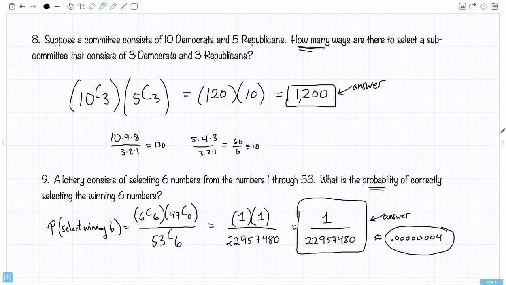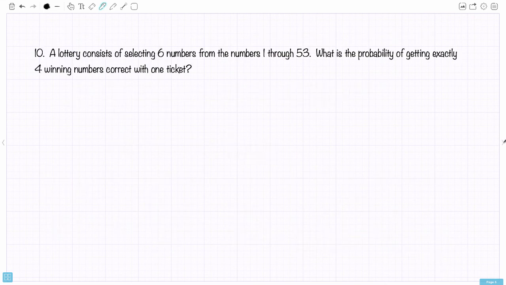Alright, let's take a look at the last example. Number 10. A lottery consists of selecting 6 numbers from the numbers 1 through 53, as in the previous example. What's the probability of getting exactly 4 winning numbers correct with 1 ticket? Well, if you get 4 numbers right, then you got 2 numbers wrong, and you can still win some prize. Let's figure out that probability.